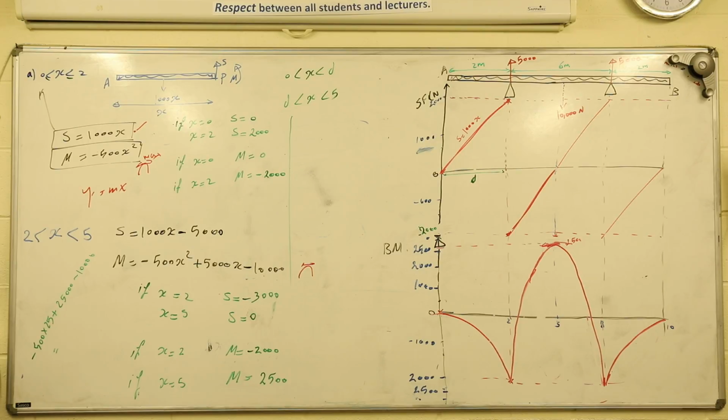When x is equal to d, we are just dealing with the bending moment. We are not dealing with the shear force, and this is the x squared.